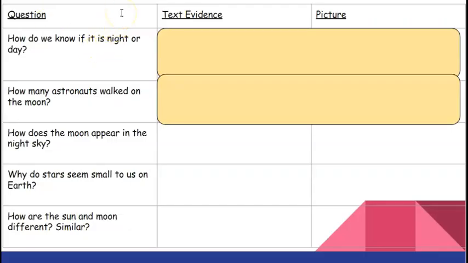All right, my amazing first graders, Miss Kelly has created a chart here to help us answer these questions. In the first column, Miss Kelly has put all the questions that we're going to answer today. Here, we're going to be putting our text evidence. Miss Kelly is going to help you with the first couple so that you can see how I do text evidence and restate the question. And then lastly, we're going to add some pictures to help us explain fully our answers. Let's begin with the first one. My first question says, how do we know if it is night or day?